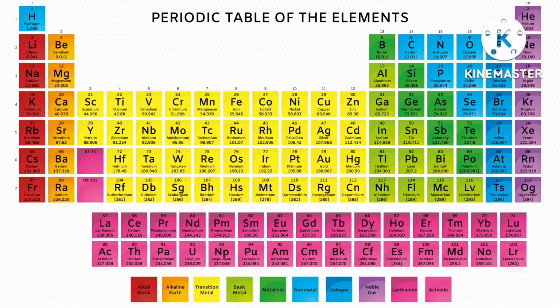Hydrogen percentage is given, carbon percentage is given, chlorine percentage is given. Percentage means out of 100. Suppose total is 100 gram. Then in that 100 gram, 4.07 gram hydrogen is there, 24.27 gram carbon is there, and 71.65 gram chlorine is there. Okay, that you have taken in gram. Now you know that hydrogen is 4.07 gram, carbon is 24.27 gram, and chlorine is 71.65 gram.